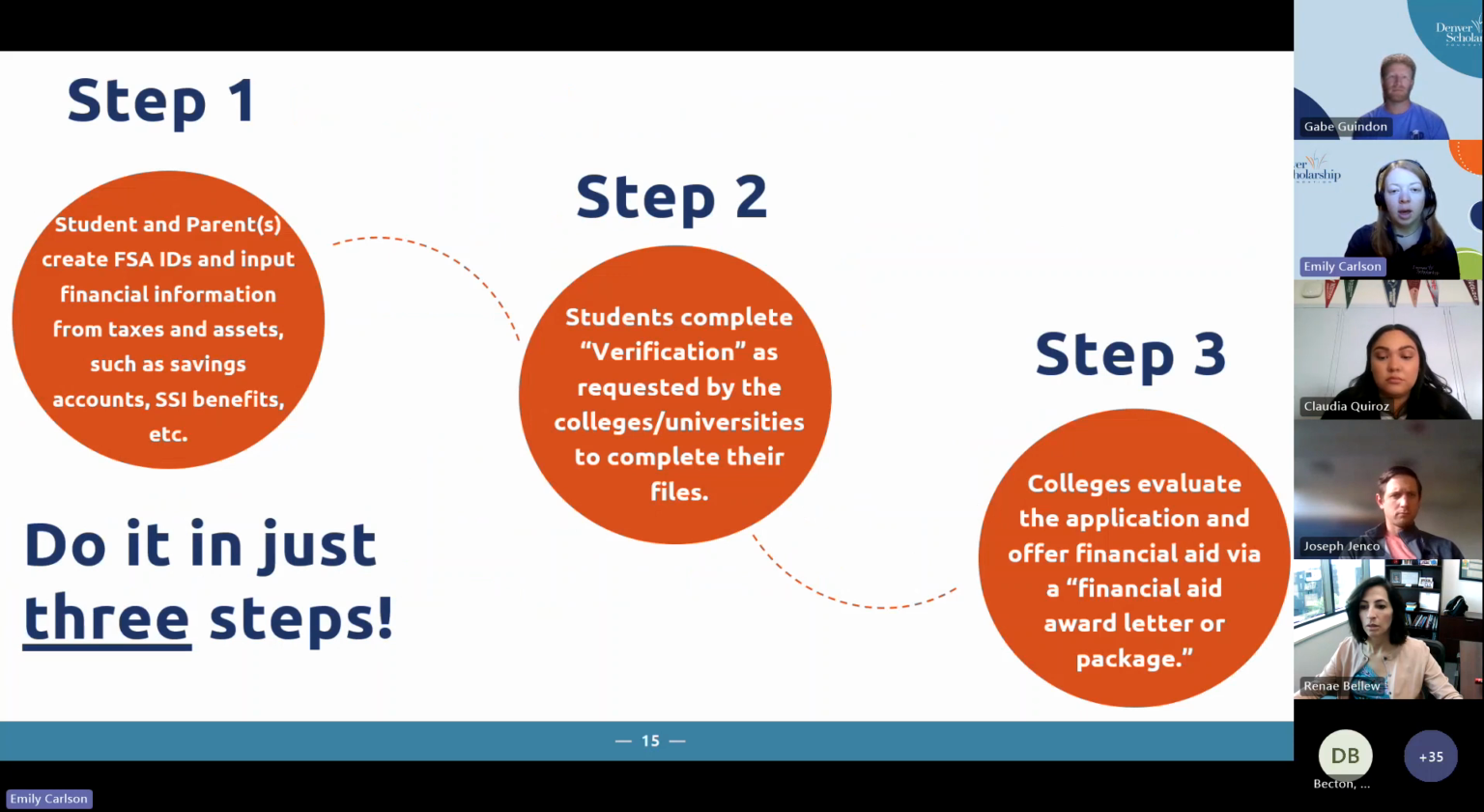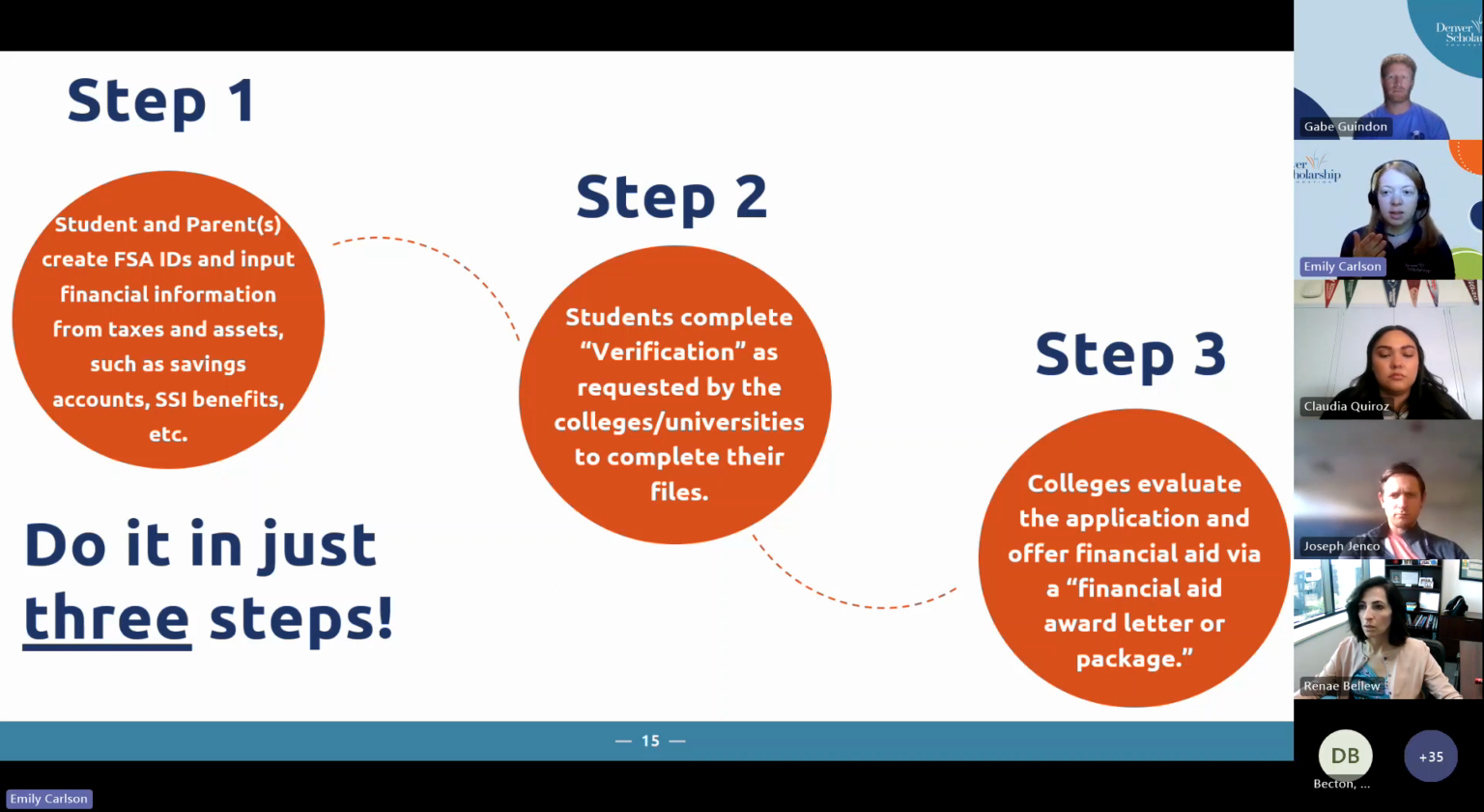So when we look at the financial aid process from submitting your application, or submitting the students' applications, it's kind of three main steps. The first one is that the students are actually completing the FAFSA. That involves other steps, including creating FSA IDs, which we'll get into in a second, and using that financial information from taxes and assets, etc. So that's the completion of the application.